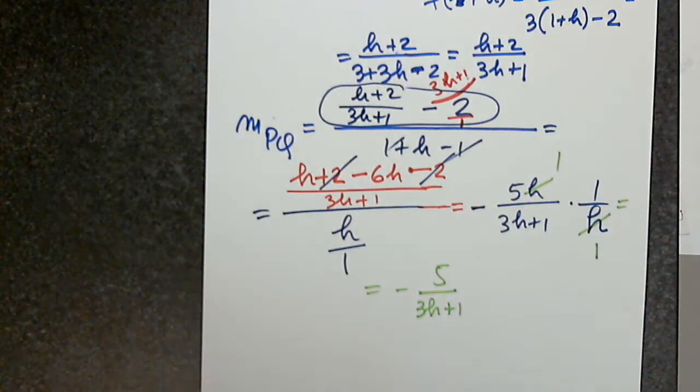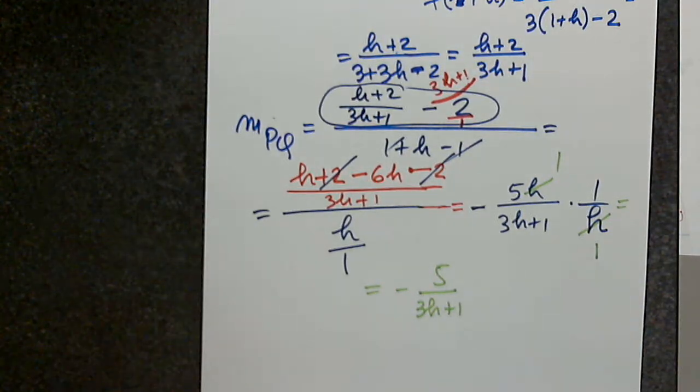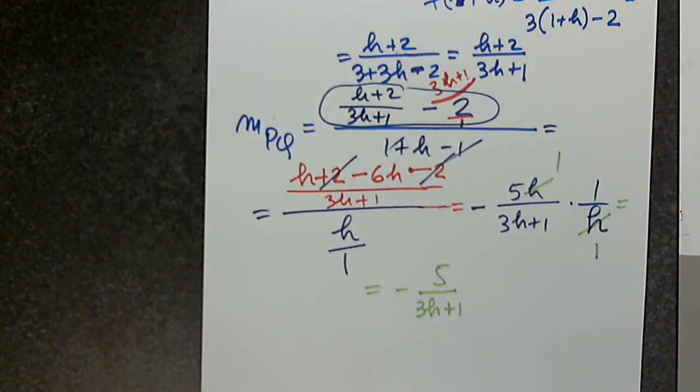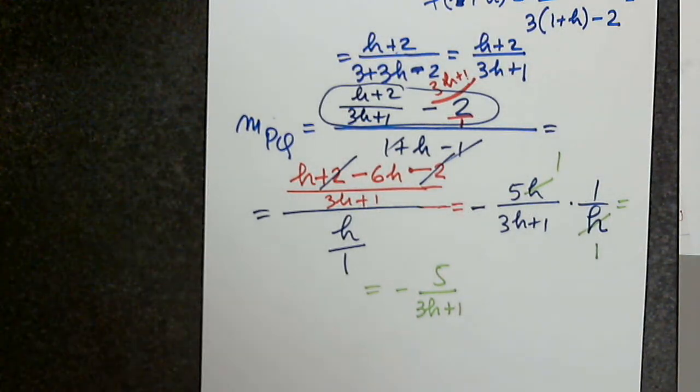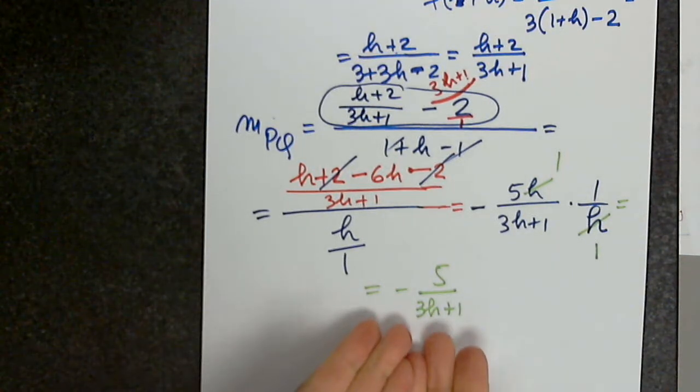So in order to approximate the slope of the tangent line at Q, we created another point very close to Q. We found the slope of the secant line. We simplify the slope of the secant line. This is the slope of the secant line.